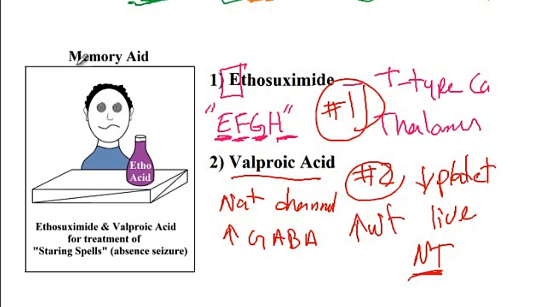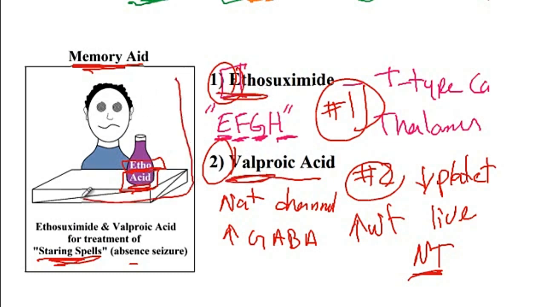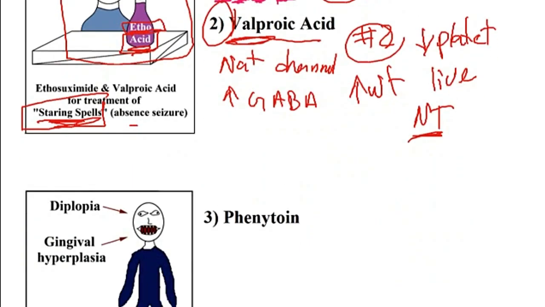Now here I have provided you with a memory aid to remember that ethosuximide and valproic acid are treatments of choice for absence seizure. So here you can see that this patient is staring into this space. And so staring spells are being treated with the ethosuximide as well as valproic acid. So on the table we have a bottle that has the name etho and acid. So ethosuximide and valproic acid are used for the treatment of absence seizures which presents with the staring spells.